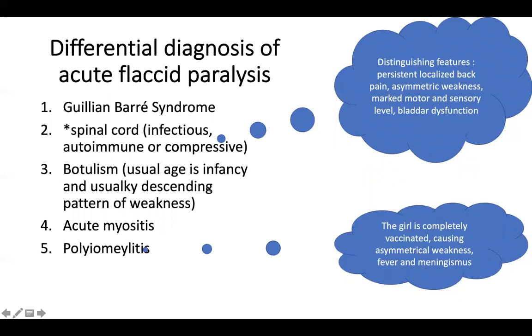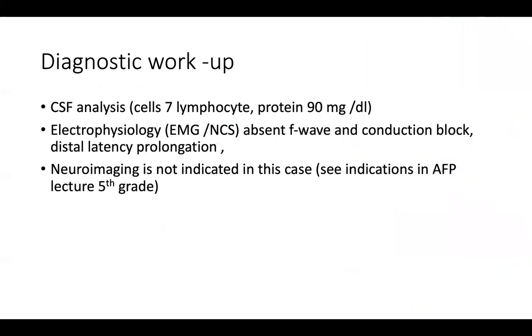Botulism, this is unlikely at this age. Usually it is the infancy age group, and usually it is a descending pattern of weakness. Acute myositis, she has no muscle pain. And poliomyelitis, the child was completely vaccinated, and usually poliomyelitis has asymmetrical weakness and fever and meningismus.